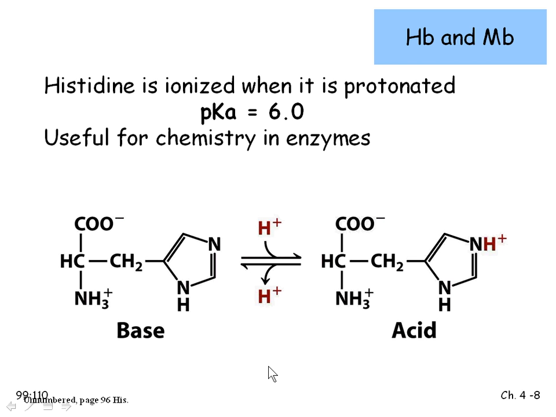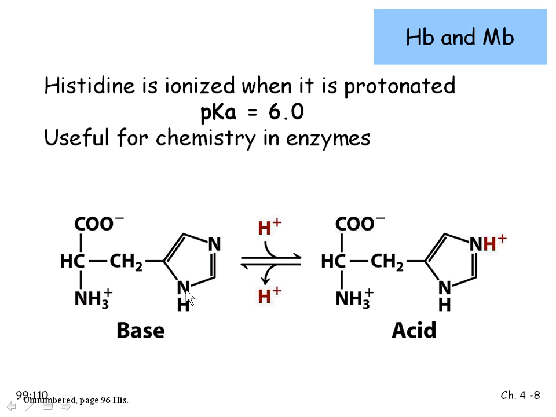Are there more protons or fewer protons at pH 7 compared to 6? Fewer. So which form is more likely to be present, the protonated or the deprotonated form? Deprotonated, right. So what you'll find is that at pH 7, roughly 10% or a bit less will be in the protonated form, and most of it will be in the deprotonated form.